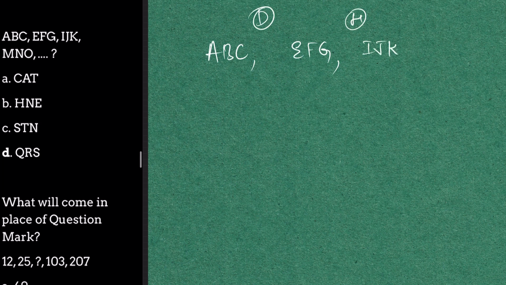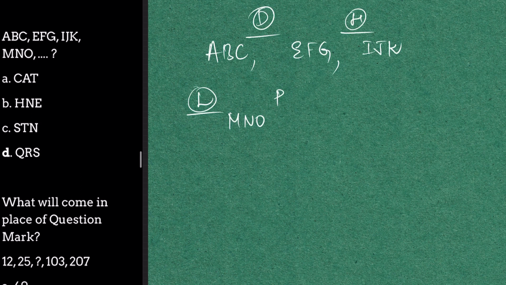Let's move to a different type of question wherein we have alphabetical series. We have A, B, C. After that we have E, F, G. Straight away we can notice that D is the missing character here. After E, F, G we do not have H, but instead we have I, J, K. Then we do not have L, but instead we have M, N, O. The next series will also skip one alphabet like it has been done throughout so far.